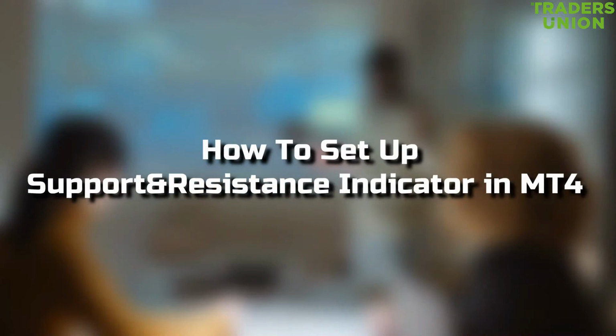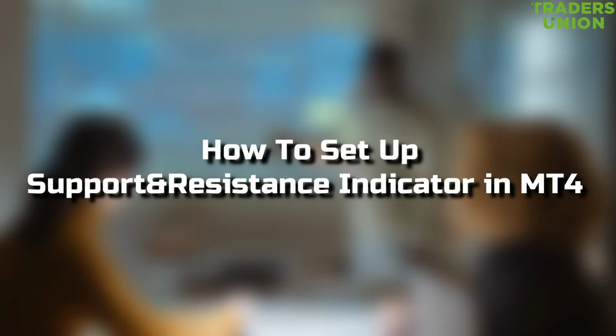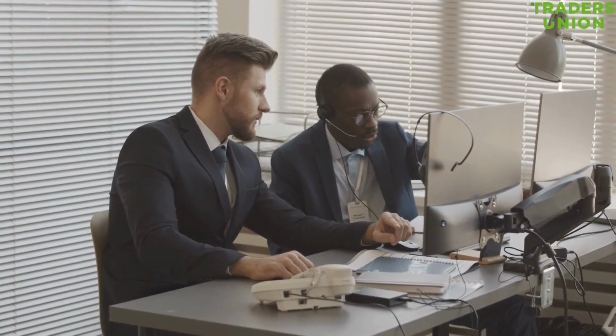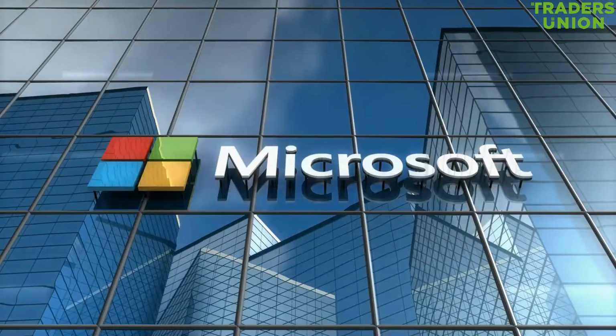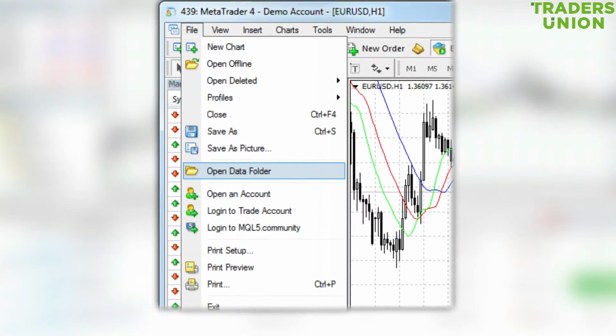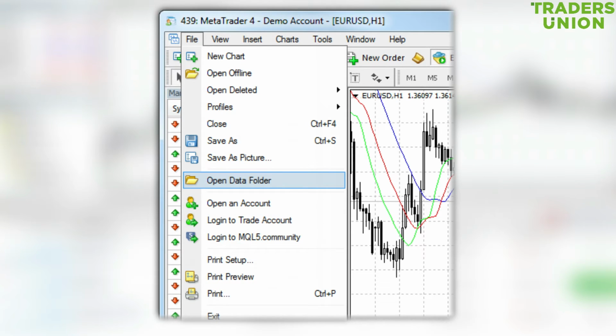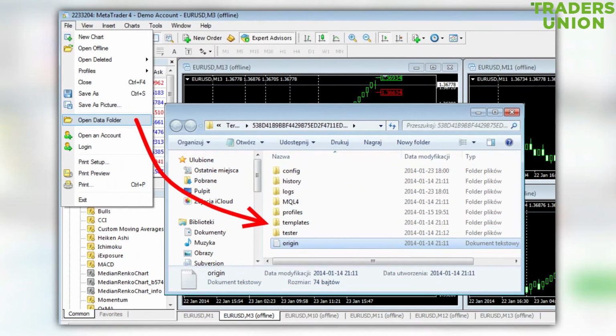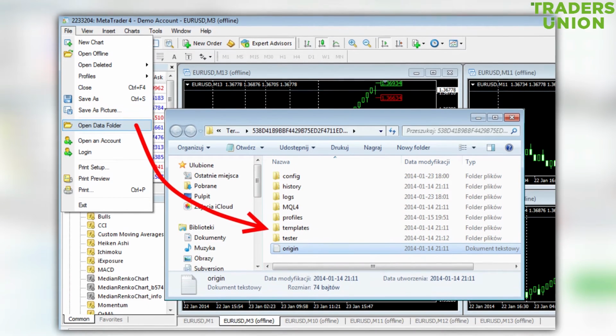How to set up the support and resistance indicator in MT4. The indicator should be installed in the typical manner. The following is an in-depth tutorial for users of Microsoft Windows. 1. Launch your MetaTrader. 2. Open the folder with the platform data using the File/Data folder menu. 3. In the folder, open the MQL4/Indicators folder.